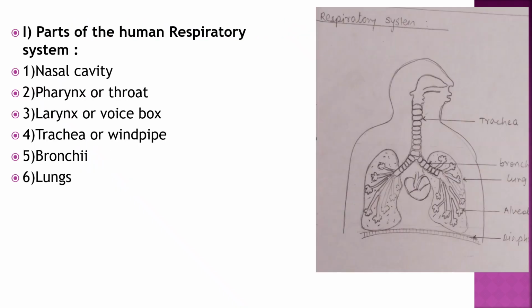the respiratory system. These are the parts of the respiratory system. In this diagram you can see it continues with the nose, then pharynx, that is nasopharynx, then larynx, then trachea, that is the windpipe, and then bronchus. There are two, right bronchus and left bronchus, and then bronchioles, and then it consists of the lungs.